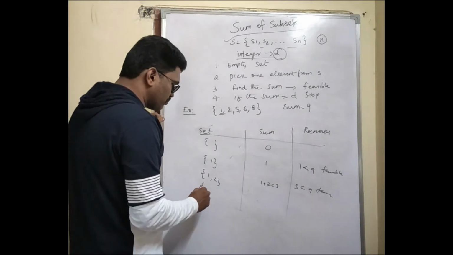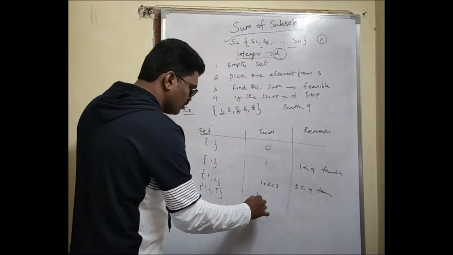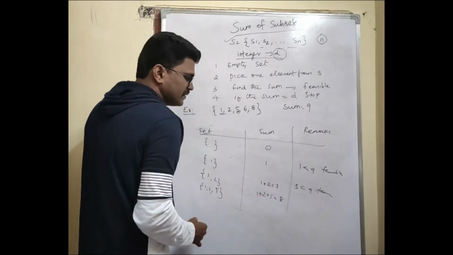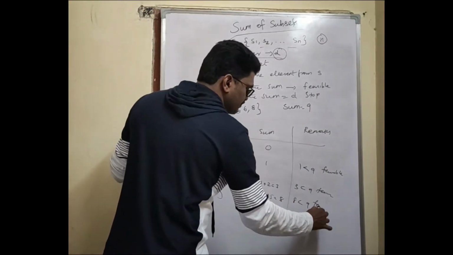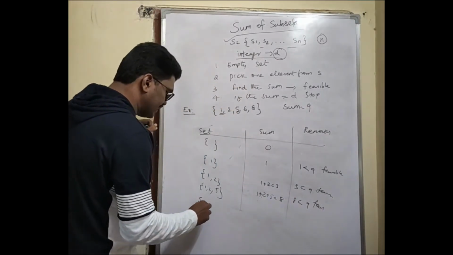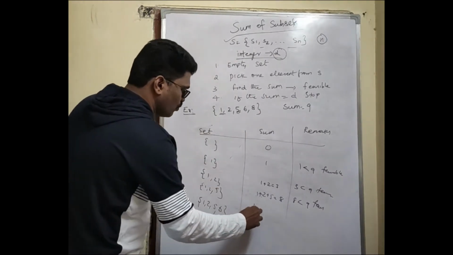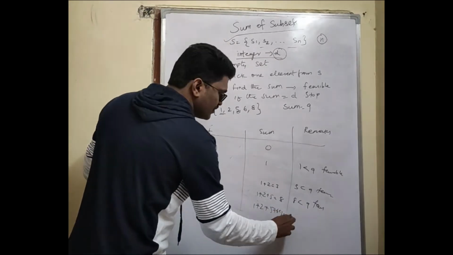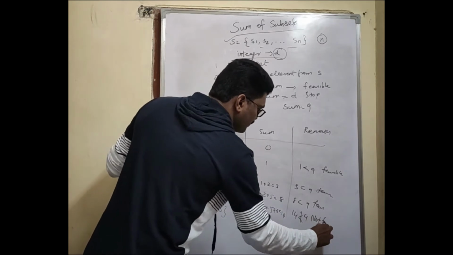Now I add one more element. The next element is 5. So 1 plus 2 plus 5, the sum is 8: 5 plus 2 is 7, plus 1 is 8. 8 is less than 9, so it is feasible. Now I add the next element, 1, 2, 5, 6. 1, 2, 5 plus 6 becomes 14. 14 is not less than 9, so it is not a feasible solution.